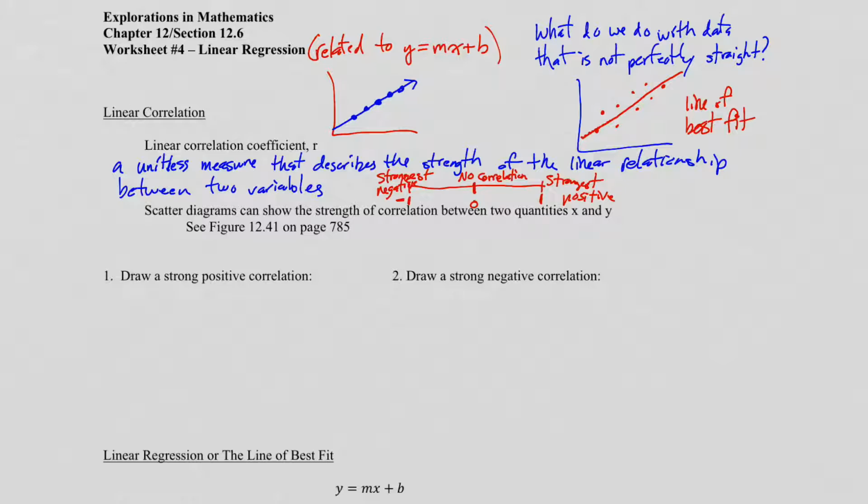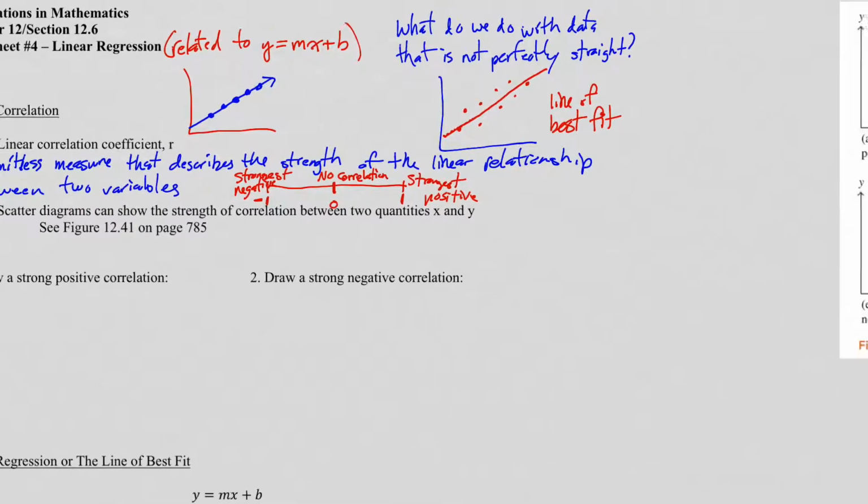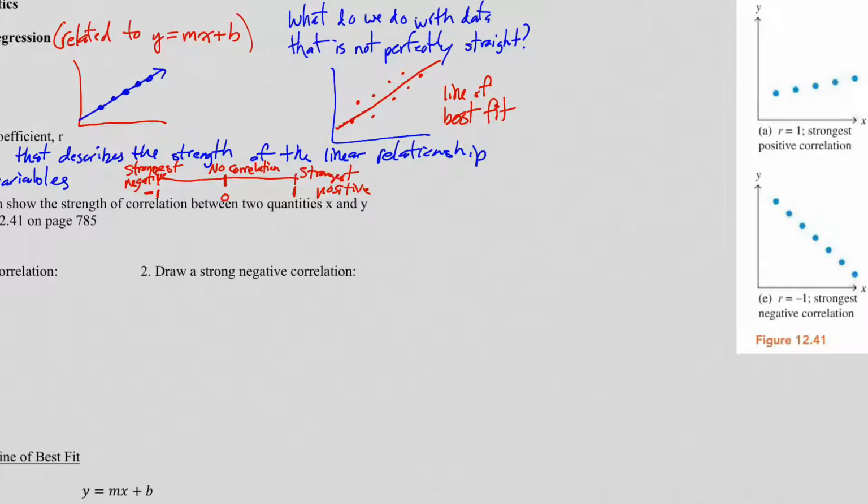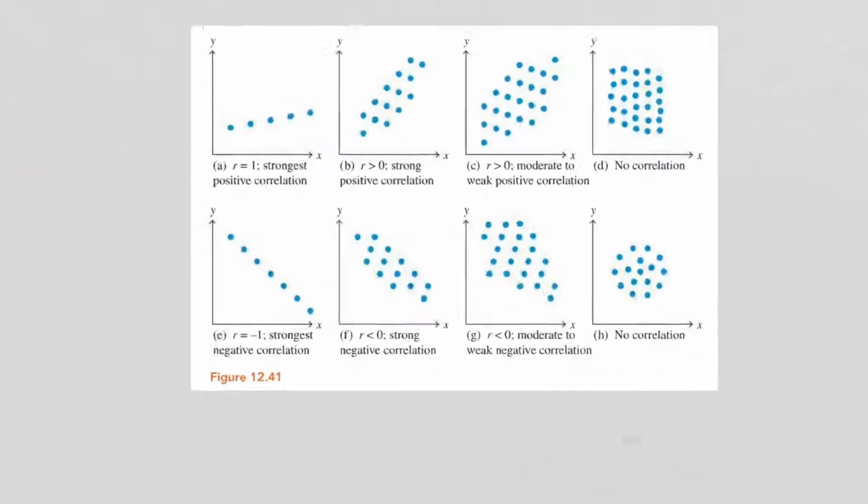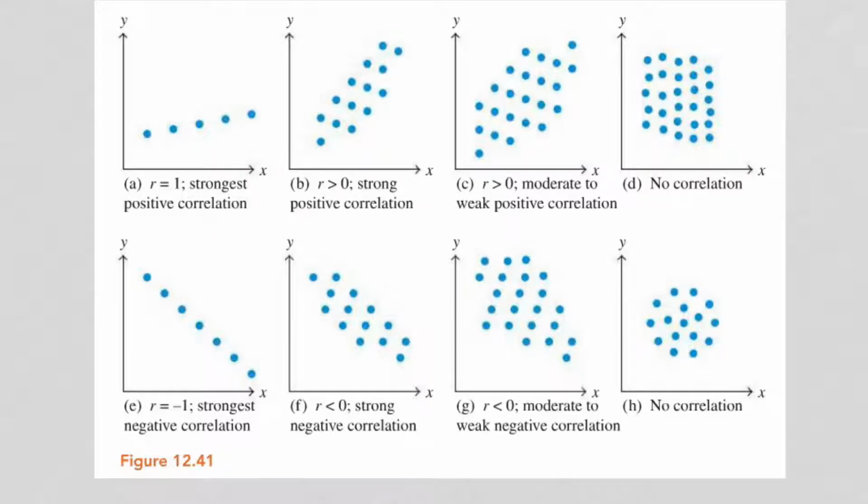Okay, so it says scatter diagrams can show the strength of correlation between two quantities x and y. So let's go ahead and go to page 785, figure 12.41, and look at the different types of linear correlations that can occur. As we can see here, we have the strongest correlation, which is a positive 1, because the dots or the points line up perfectly.